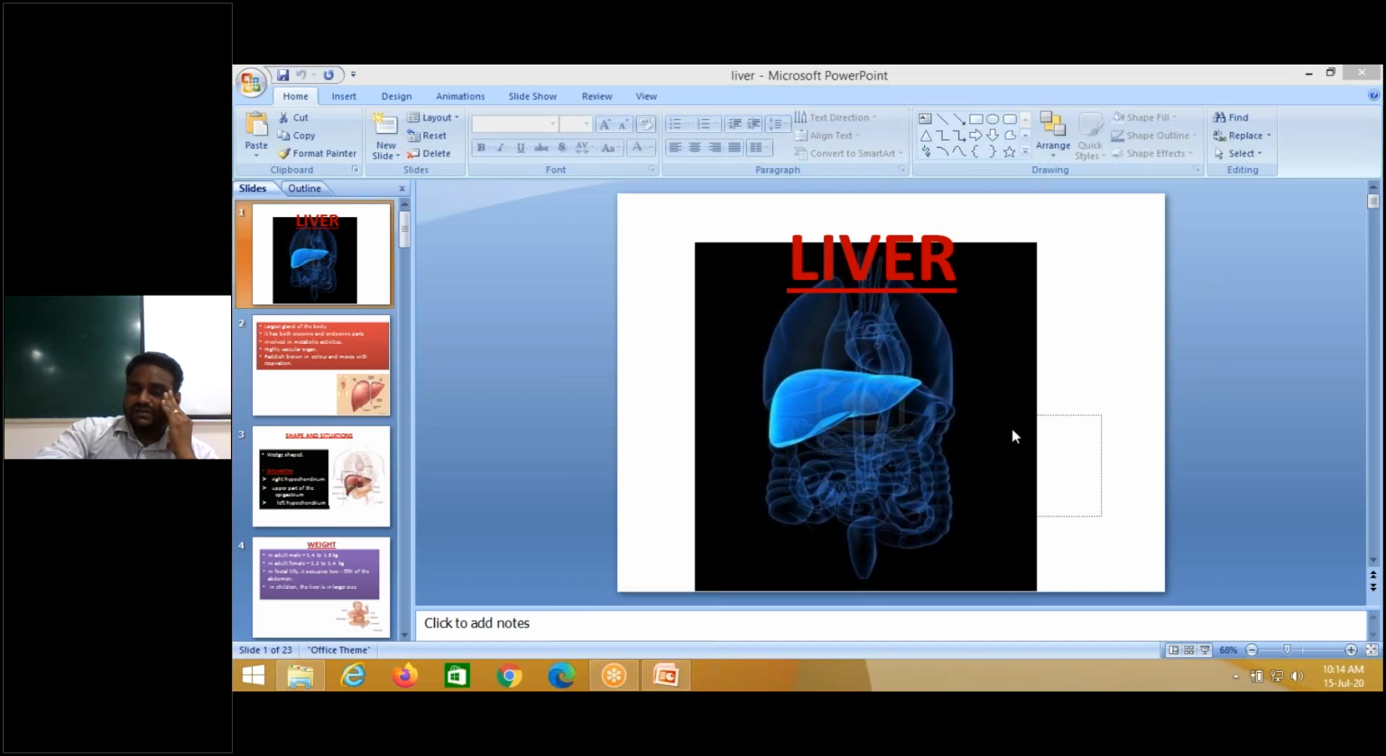By the way, you know the blood supply of the liver. That's why I didn't mention the celiac trunk and its branches. Venous drainage, that also you know, hepatic veins. That's why I didn't mention.